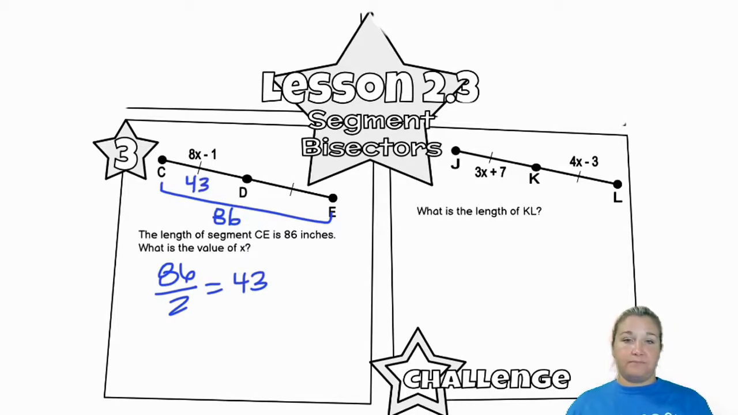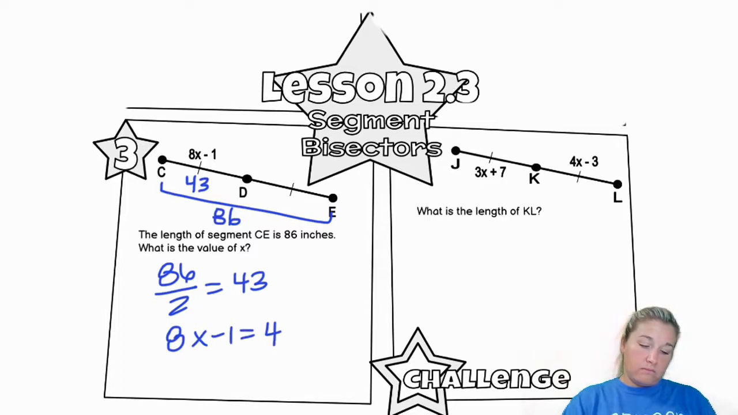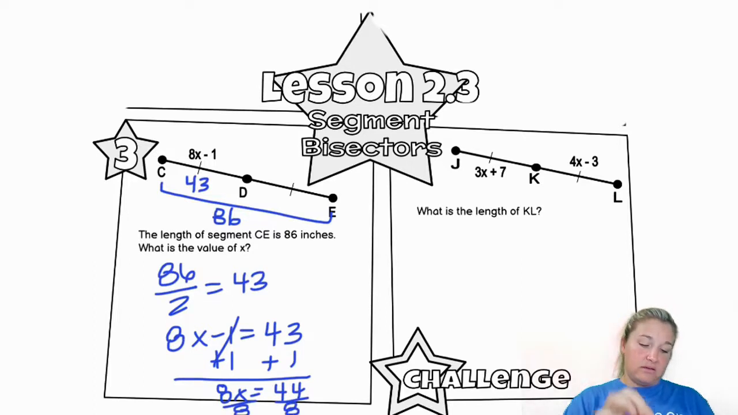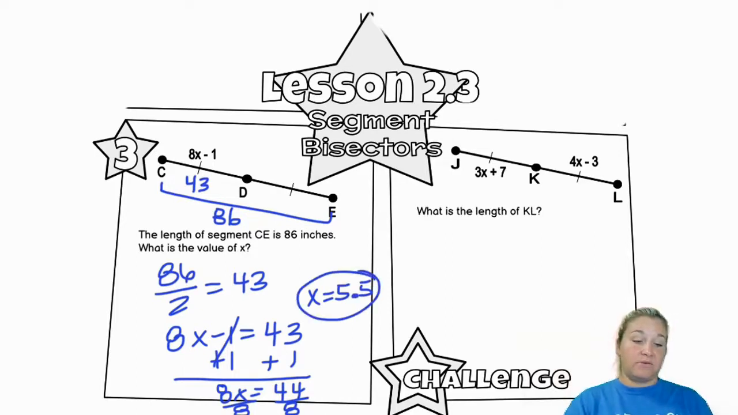So this is 43. Now what I can do is say 8x minus 1 is equal to 43. And then I'll add 1 to both sides. And so 8x is equal to 44, divided by 8, and x is equal to 5.5.